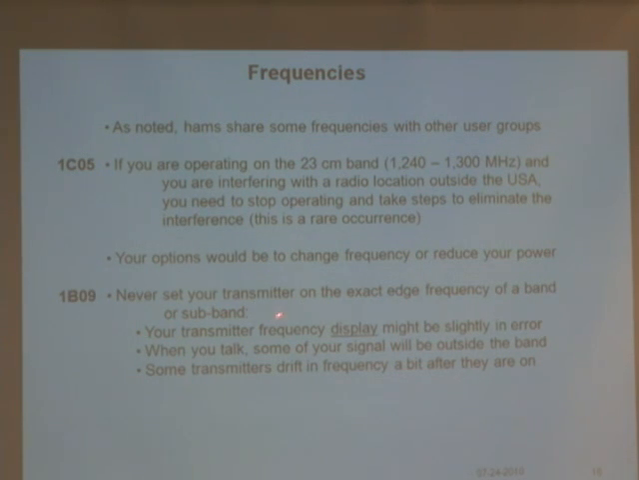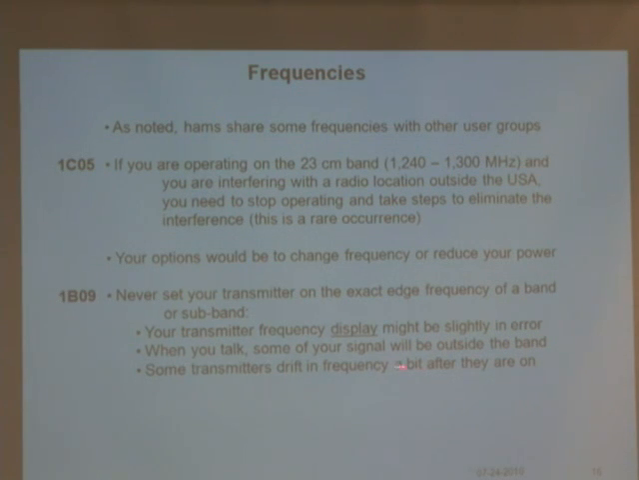Never set your transmitter exactly at the edge of a frequency band. Well, you'll find out why later. Okay? It says, so if the edge of the band was, let's say, 1240, and I want to tune my radio, if I went right down to 1240, half of my signal is above 1240 and half of it's below 1240. Well, the part that's below 1240 is technically outside of the band. So you never operate right on the frequency that's the edge of the band, okay?